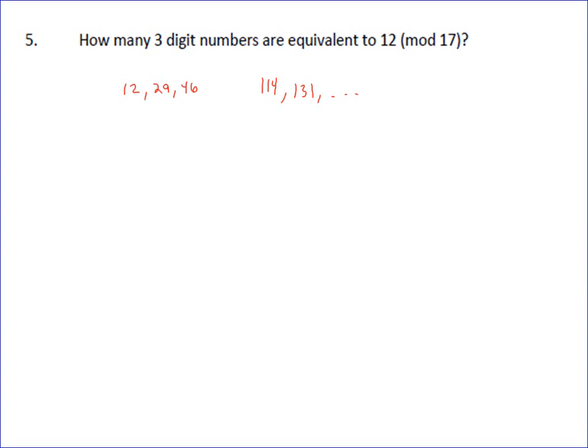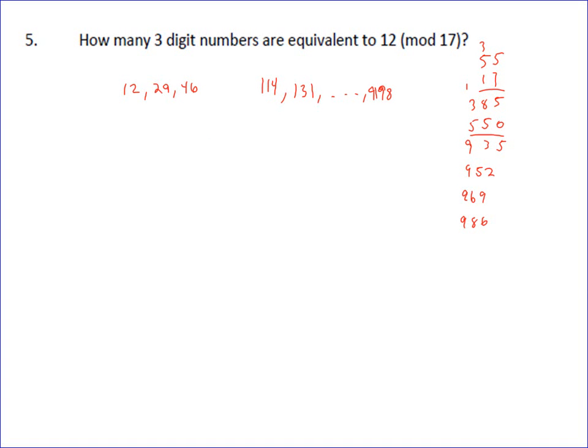Now we need the biggest, so I need something that I can multiply by 17 that gets me something close to 1,000. And so we could try something like 55. 55 times 17 gives me 935, which isn't quite enough, so the next one would be 952, 969, 986. 986 is divisible by 17, so that means that 998 is equivalent to 12 mod 17. Just add 12 to a multiple of 17.